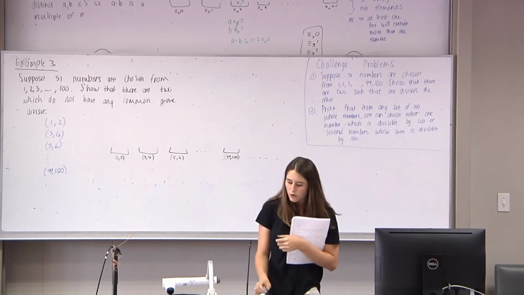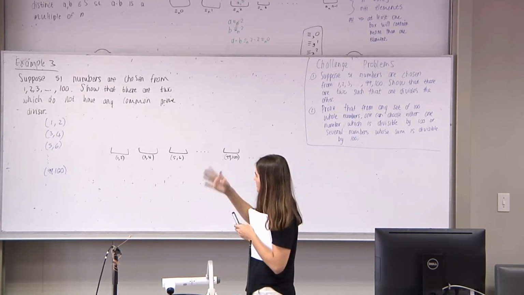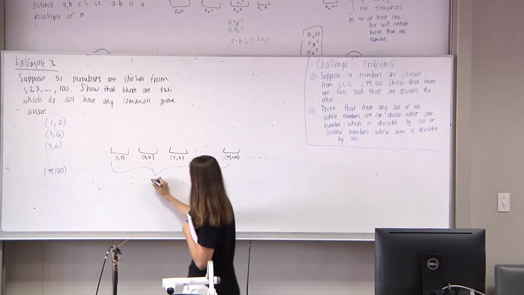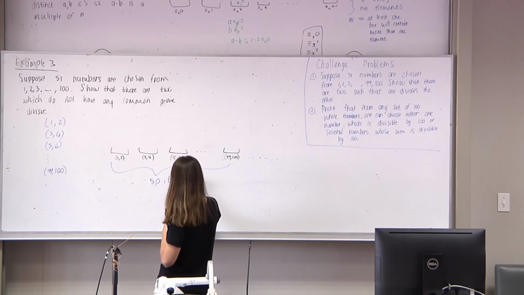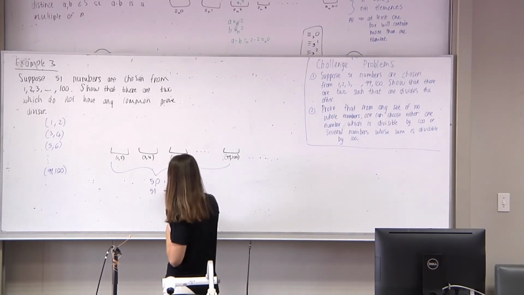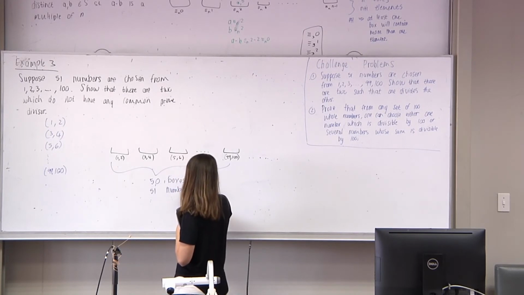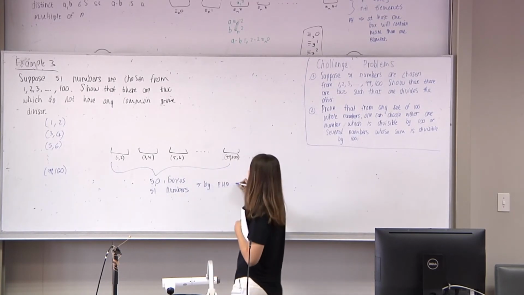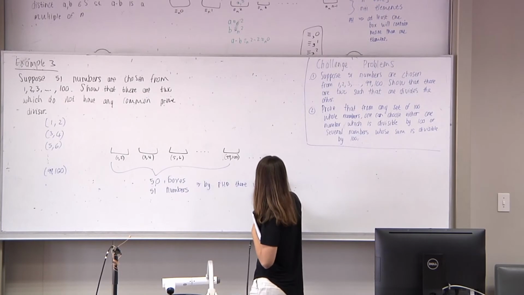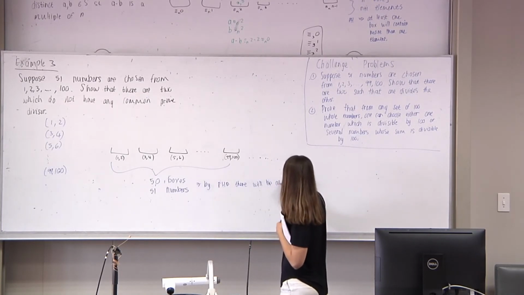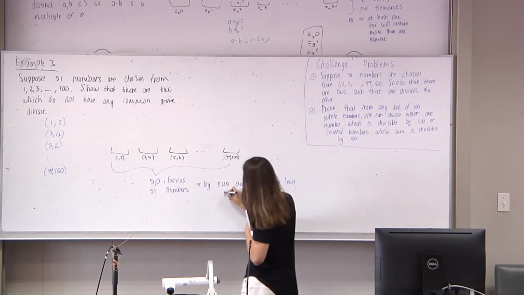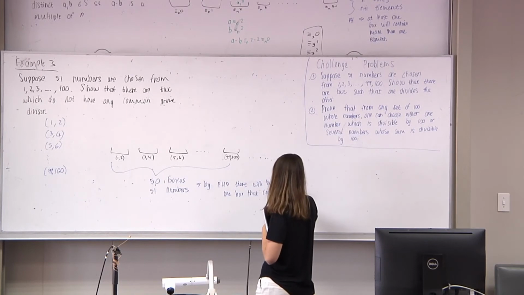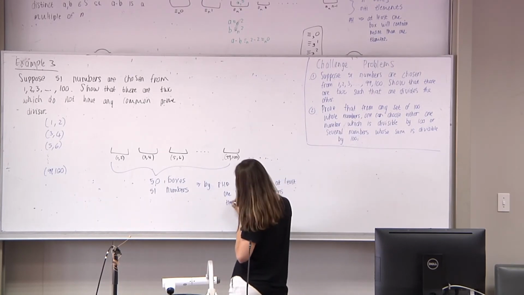Okay, so the idea is, again, here we have 50 boxes. These are going to be a total of 50 boxes. And we're going to pick 51 numbers. Okay, and this means by pigeonhole principle, there will be at least one box that contains 2 elements.